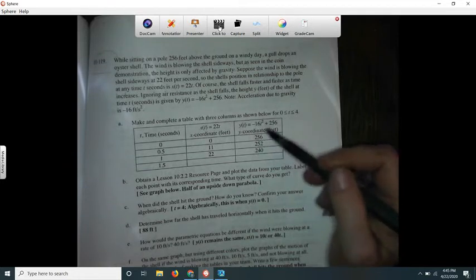You would subtract 256 from both sides, and then you could divide both sides by -16, and then take the square root. I see now that I can do it kind of in my head. I would get 4 if I did that. So that's how you would algebraically do that.